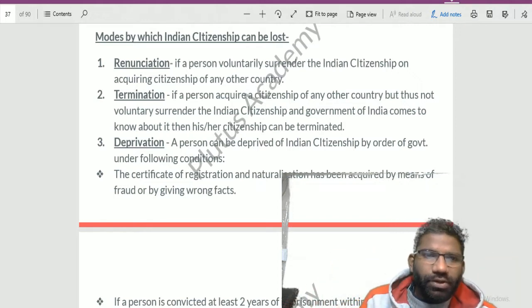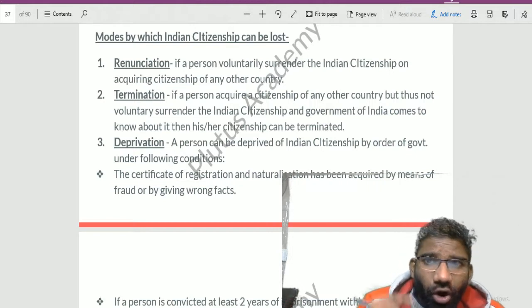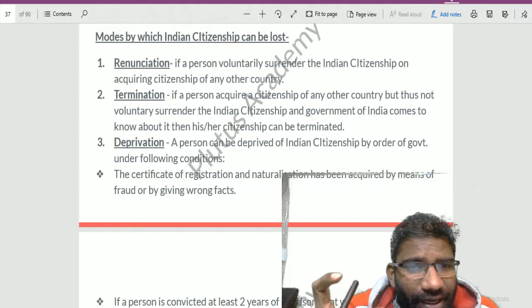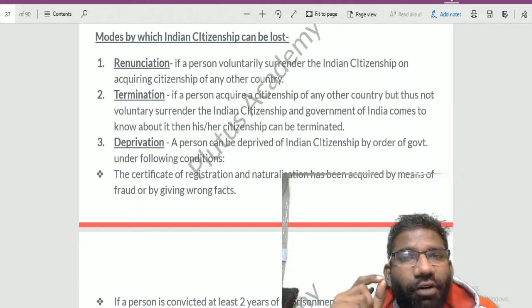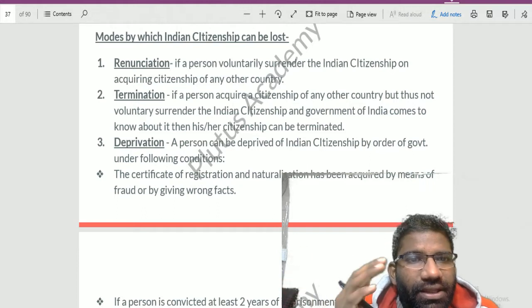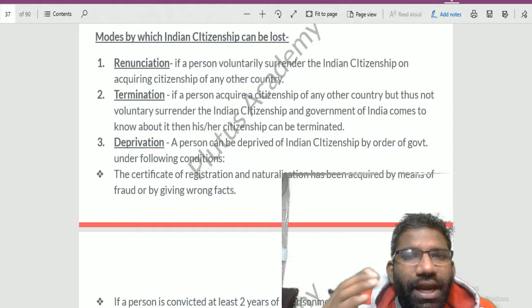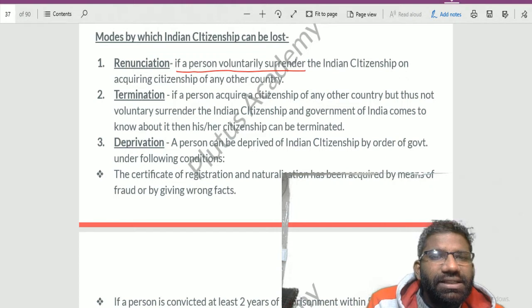The first aspect when a person of India loses his citizenship is renunciation. I have already talked about that a person who is having Indian citizenship cannot be a citizen of any other country. If he is having citizenship of any other country, then his Indian citizenship would get terminated. But in case of renunciation, a person voluntarily surrenders the Indian citizenship on acquiring citizenship of any other country.